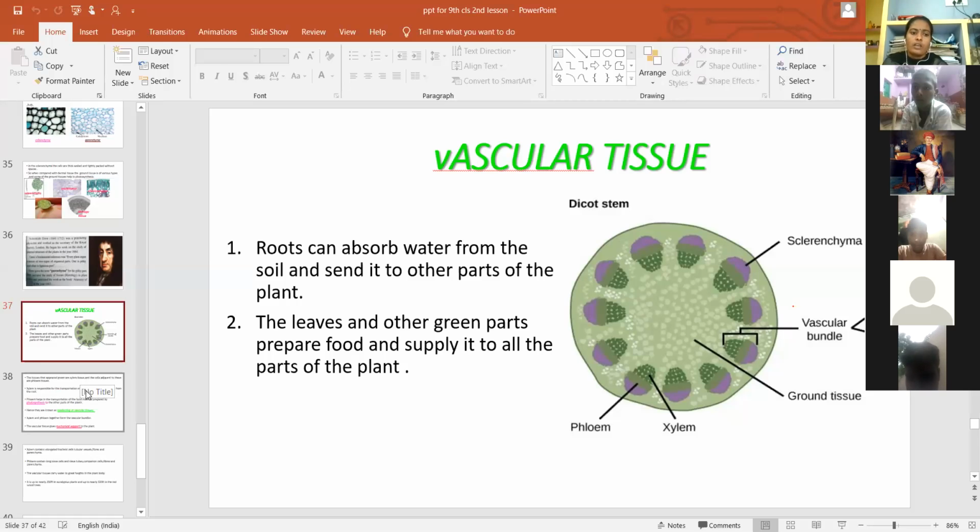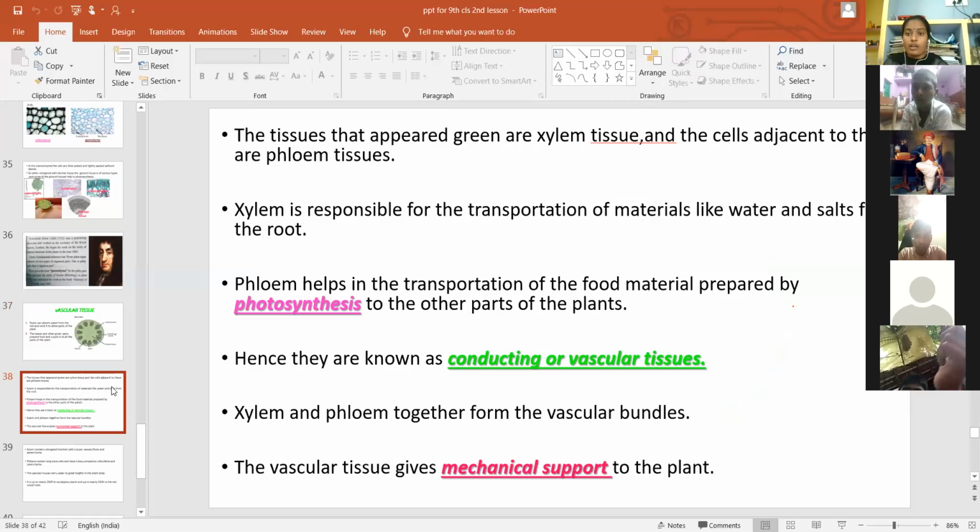Next, we all know about xylem tissue and phloem tissue from earlier classes. We studied xylem and phloem tissue in 8th class. What is the function of xylem tissue and what is the function of phloem tissue? Anyone? Can you say the answer?